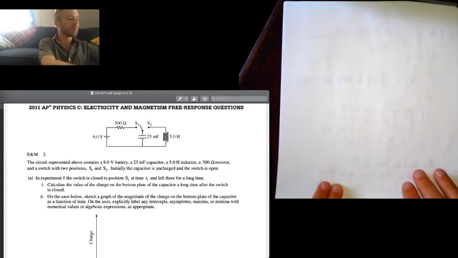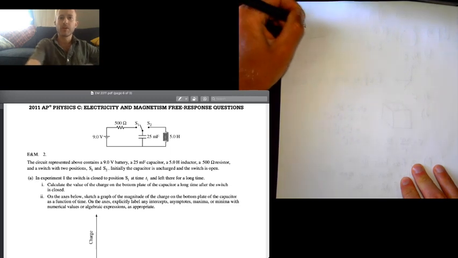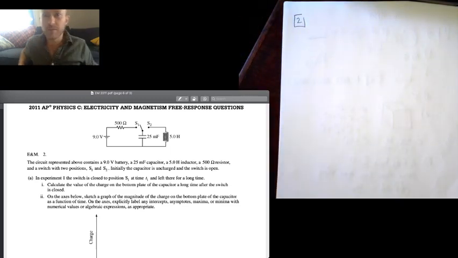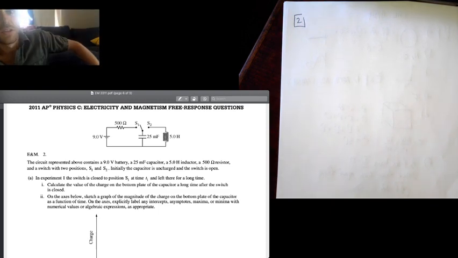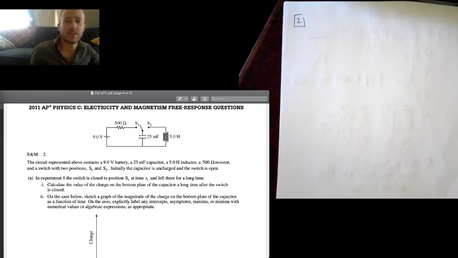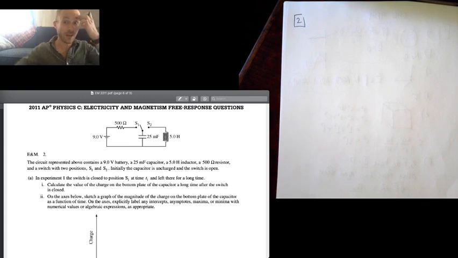So now we're moving on to question 2. The circuit represented above contains a 9-volt battery, a capacitor, an inductor, a resistor, and a switch with 2 positions, S1 and S2. Initially, the capacitor is uncharged and the switch is open. So here it looks like we're going to have an RL and an RC circuit. In experiment 1, the switch is closed to position S1 at time t1 and left there for a long time. Calculate the value of the charge on the bottom plate of the capacitor a long time after the switch is closed.